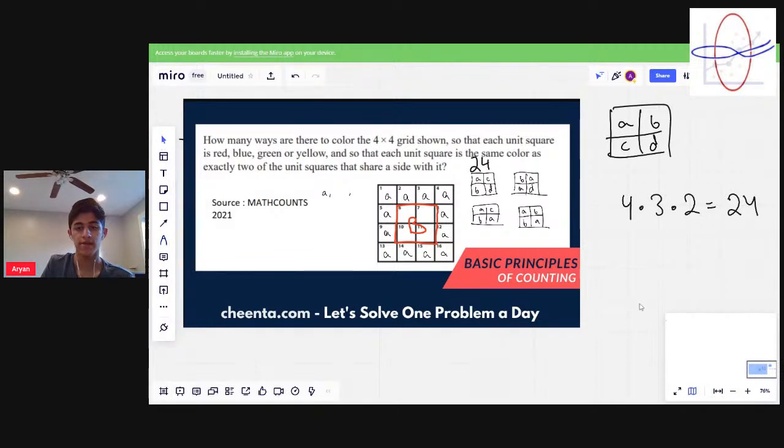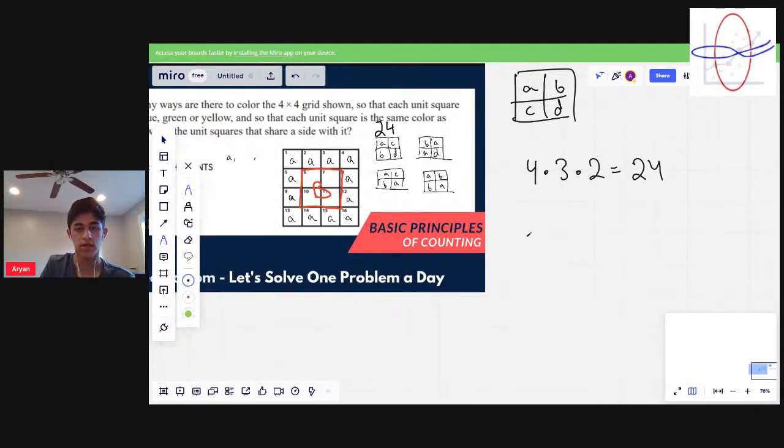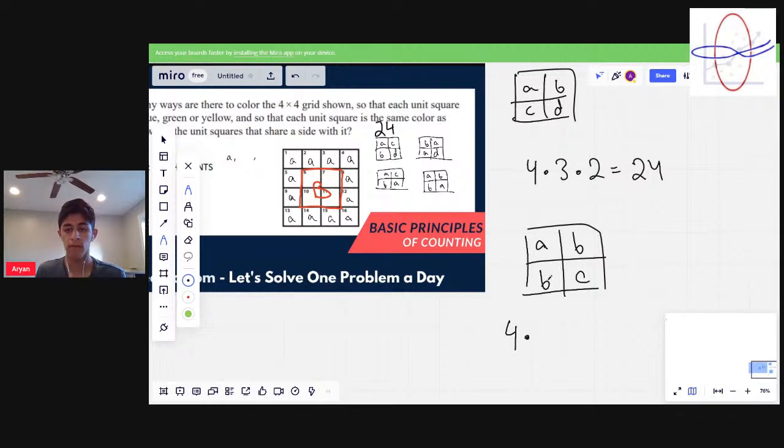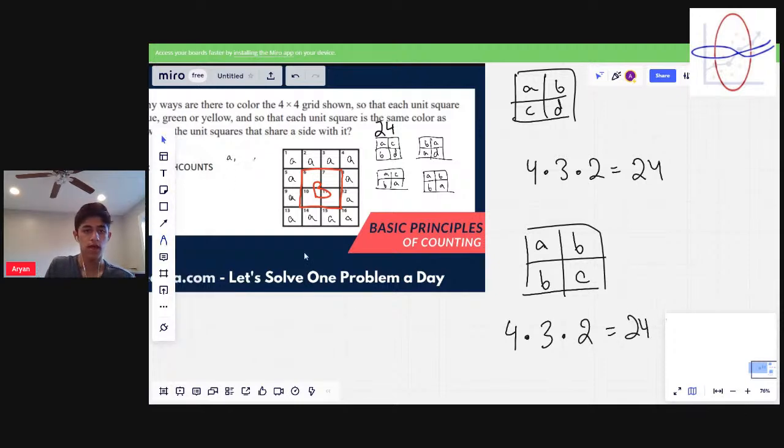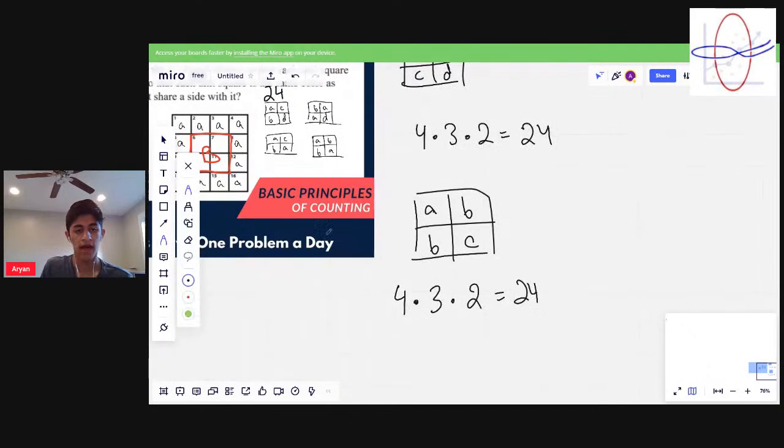Now next, if we look at the next case, it'd be something like this. So it'd be like A, B, B, C, right? Something like that, where basically one pair of corners are the same. So here I have 4 ways to pick which color is the same, right? So 4 ways to figure out which color is B, which color is used twice. Then I have 3 ways to figure out A, 2 ways to figure out C, right? So that's another 24.